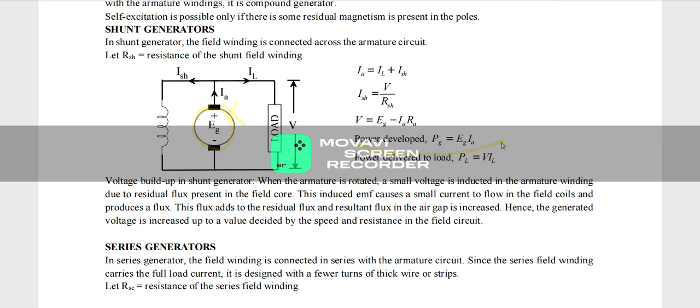And also the power delivered to load, what will be the load power? That is load voltage into load current IL. That is V into IL. That is all about the DC shunt generator equations.